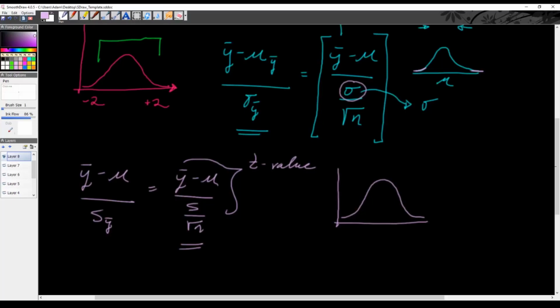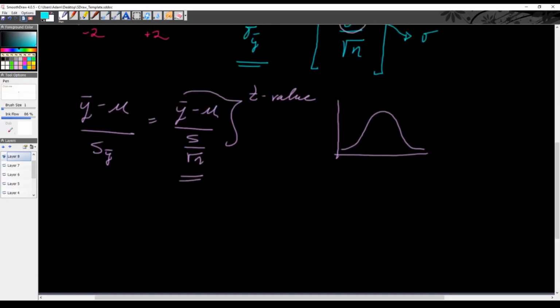So this implies that the probability of getting a t value, so y bar minus mu divided by s divided by root n, the probability of getting a t value less than or equal to this critical value associated with a particular alpha level and degrees of freedom, which is greater than or equal to the negative t value associated with that alpha and degrees of freedom.